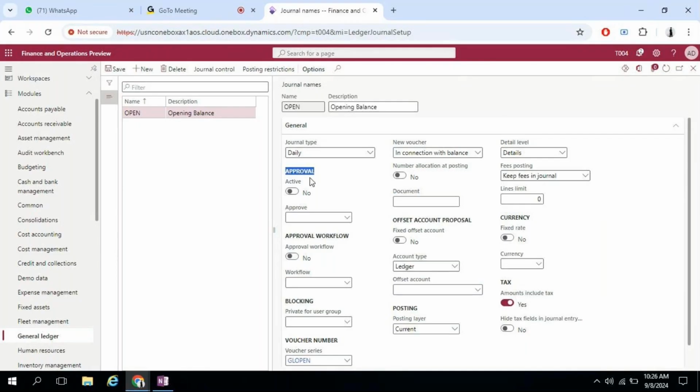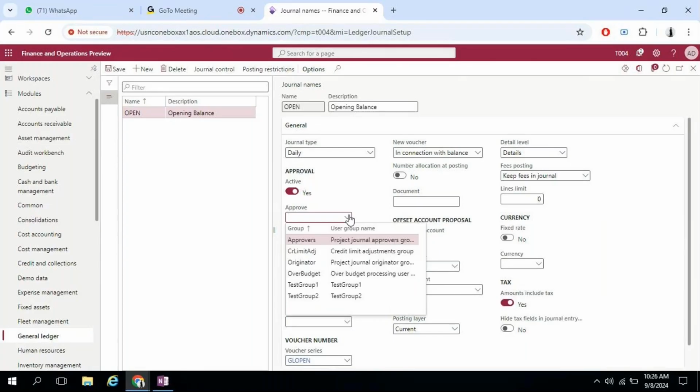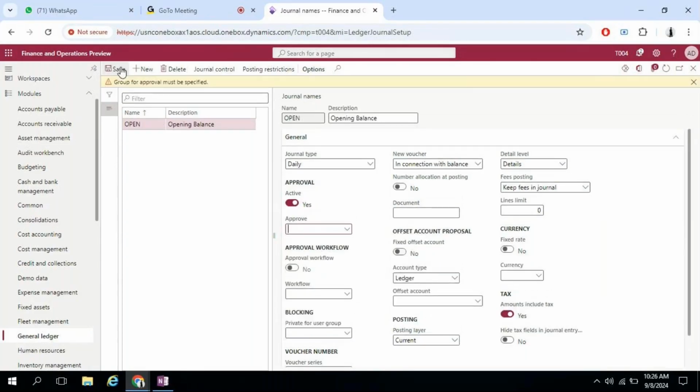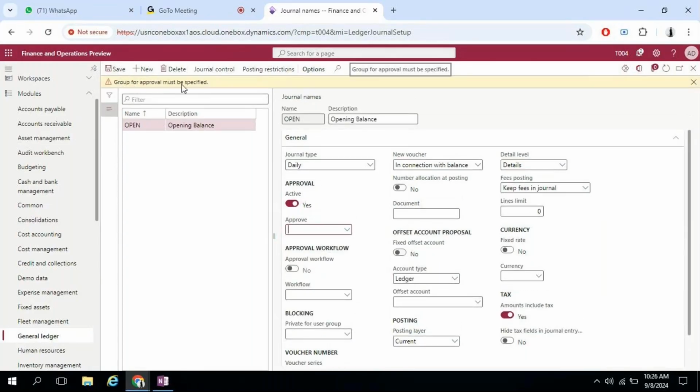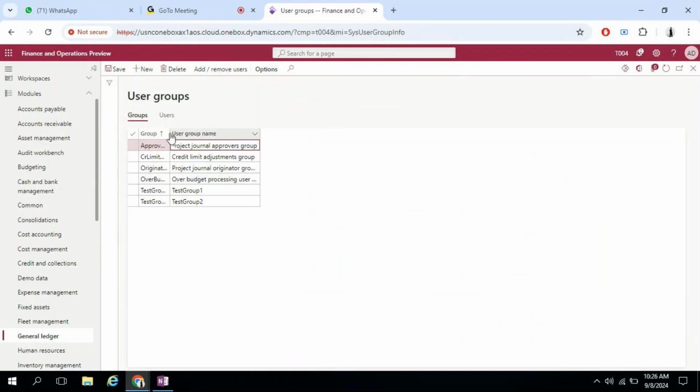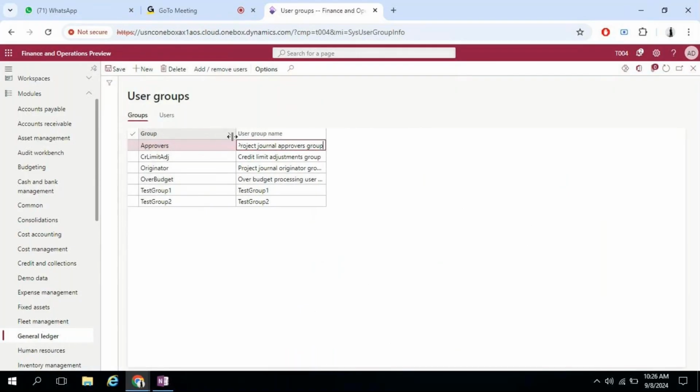Okay. So in the approval workflow, if I click on the active button, I need to select an approver. Okay. Who is going to approve? So if I save it, it will tell me that a group for approval must be specified. So what is the group? If you right click on it and go to the view details, you will see that there is an approver, project general approver, credit approval, originator approval, test group one.